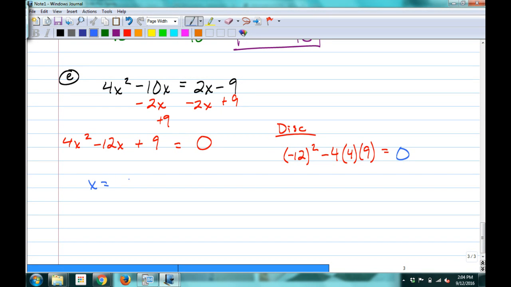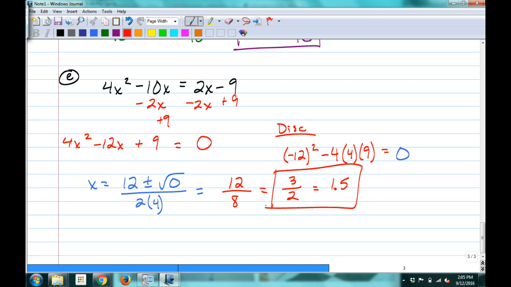These are the easiest ones, because you just do negative b plus or minus the square root of 0, and then 2 times 4 on the bottom. Well, what's the square root of 0? What's 12 plus 0? 12. What's 12 minus 0? 12. So we end up with 12 over 8, which is reducible, 3 over 2, and 1.5 as a decimal. So that's what x equals, 3 over 2, or 1.5. No approximation on that one, because it terminates at 1.5, okay?